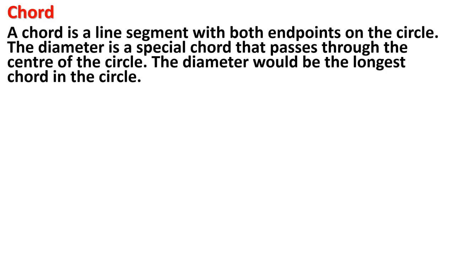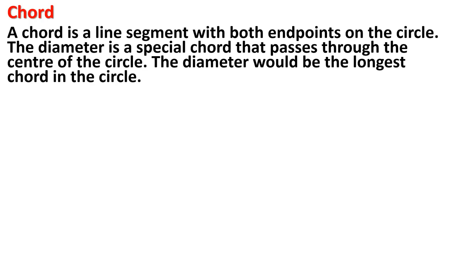Now next topic is chord. What is a chord? A chord is a line segment with both end points on the circle. In diameter also, both the endpoints lie on the circle, and in chord also. But in diameter, it is compulsory that the line segment passes through the center of the circle, though in chord, it is not compulsory. A chord is a line segment with both endpoints on the circle. The diameter is a special chord that passes through the center of the circle.